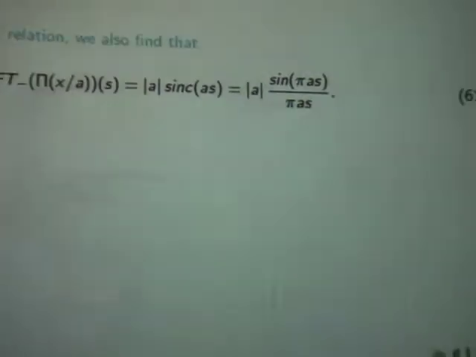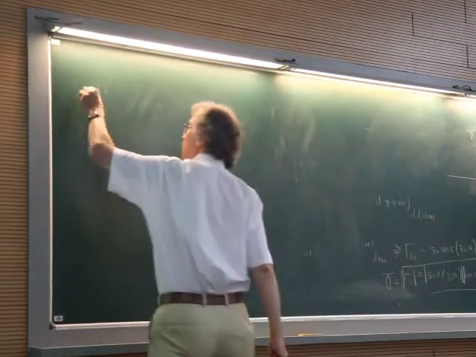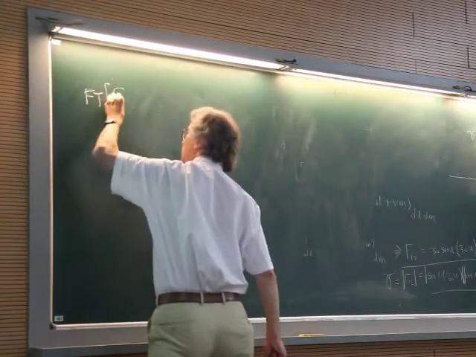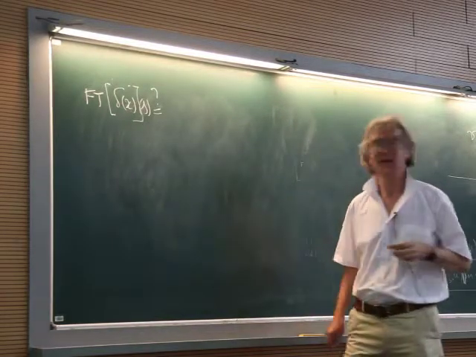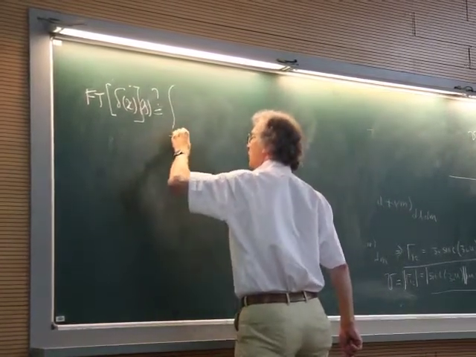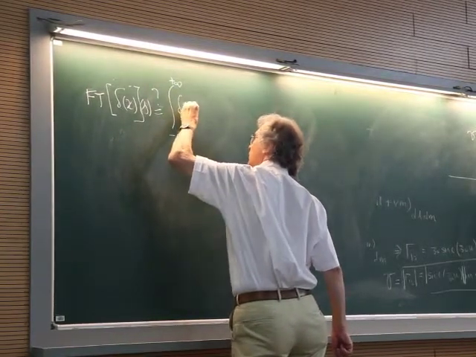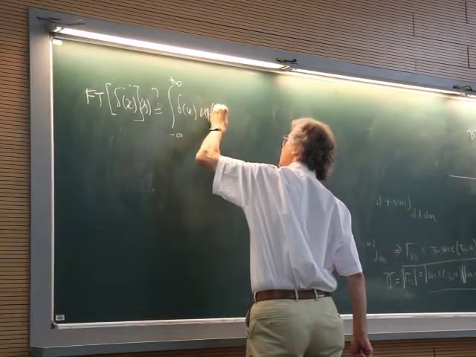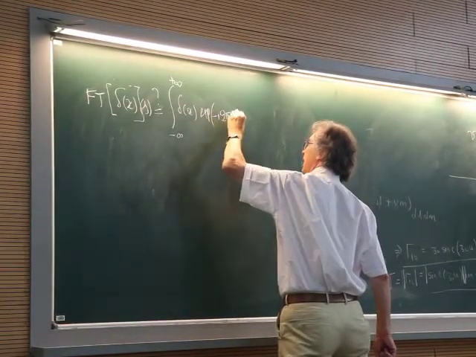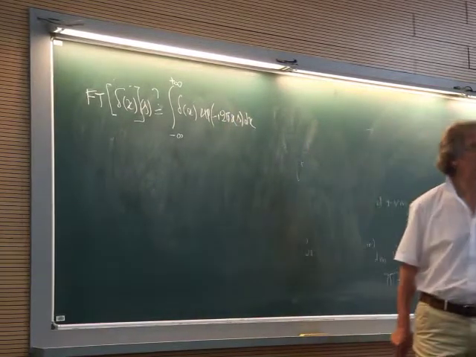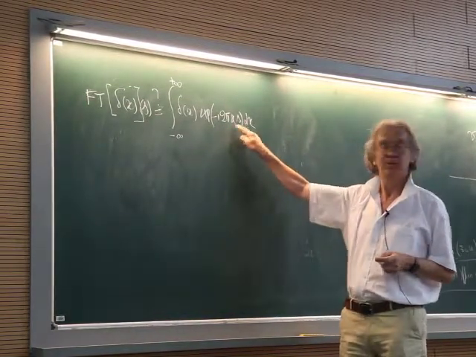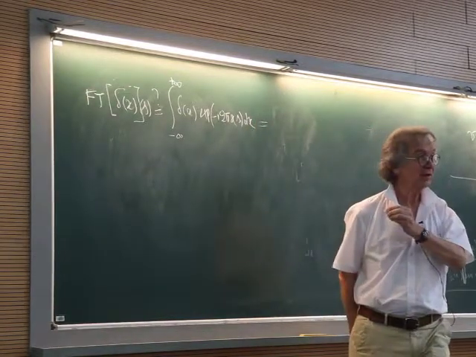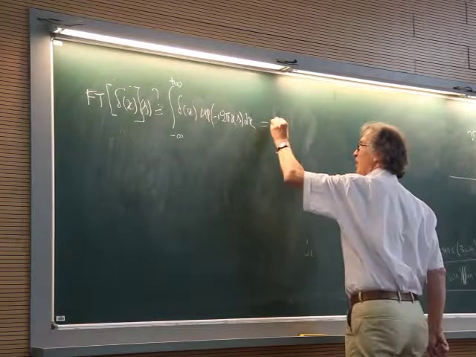So another very interesting property of the Fourier transform is the following, because I didn't consider it last time. The Fourier transform of the Dirac function is equal to the integration from minus infinity to plus infinity of the Dirac function of x times exponential of minus 2 pi i x s dx. You agree? This is easy. It is just the value of this function for x equal 0. So it's equal to how much? 1. It's equal to 1.